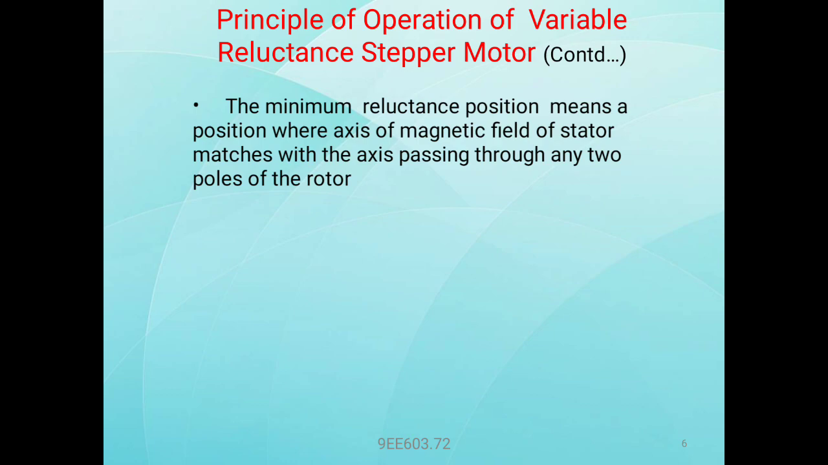The minimum reluctance position means a position where the axis of the magnetic field of the stator matches with the axis passing through any two poles of the rotor.